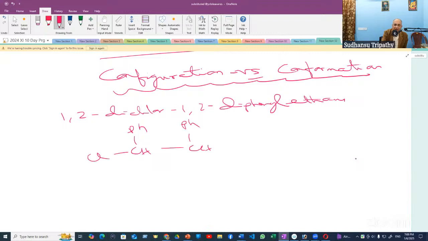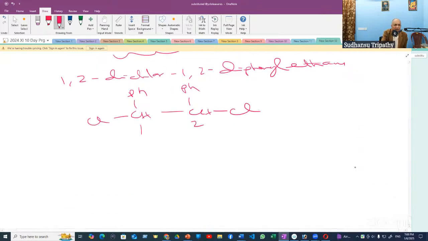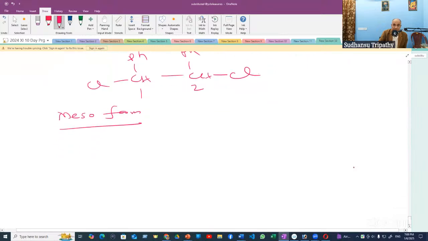But just like tartaric acid, it has 2 chiral centers and the possibility of a meso form, because structurally this is symmetrical. So we can have a diastereomer which will have a plane of symmetry. It is not optically active, but the meso form will be there, no doubt. So 1,2-dichloro, 1,2-diphenyl ethane. Let's analyze the meso form. It will have a meso form, and it will have active forms, D and L. One is RR, the other one is SS.